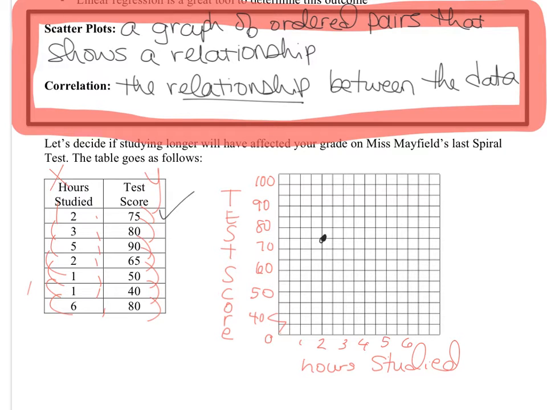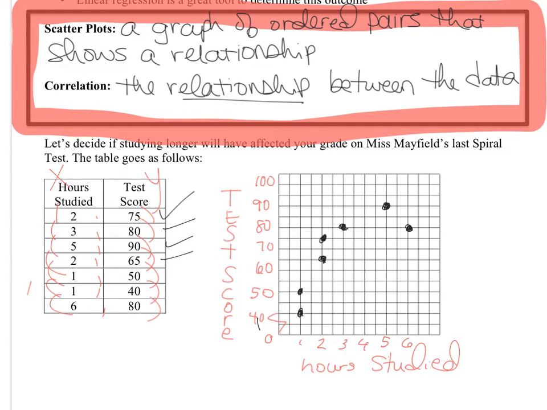I'm going to go over 3, and I'm going to go up 80. Up 80, which is right there, and I'm going to plot a point. Graph that one. I'm now going to go over 5 and up to 90. Plot a point. I'm going to go over to 2 and up to 65. Plotted that one and that one. I'm going to go over to 1 and up to 50. Over to 1 and up to 40. And over to 6 and up to 80.